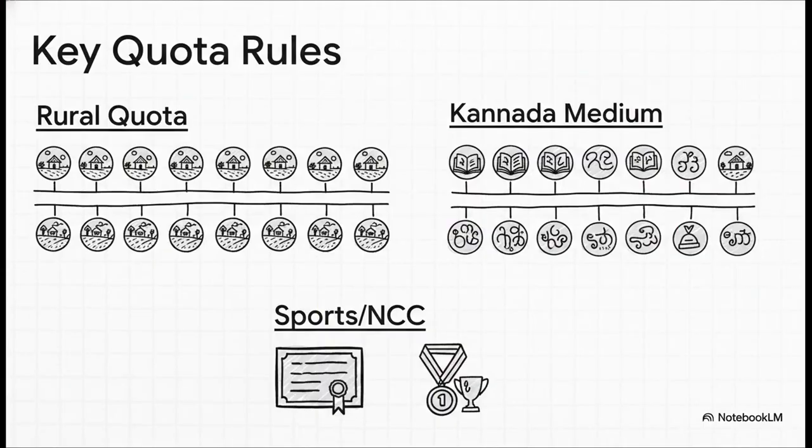Let's just quickly cover the rules for a couple of the common quotas. For the rural quota, you had to have studied from 1st to 10th standard continuously in a designated rural area. For the Canada medium quota, it's the same 10-year period, but your classes had to be in Canada. The criteria are really strict, so make sure you actually qualify before you claim them.